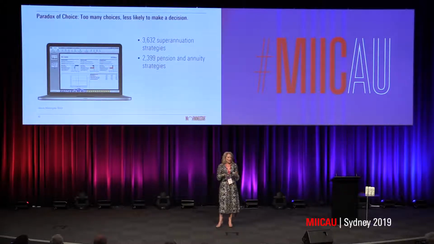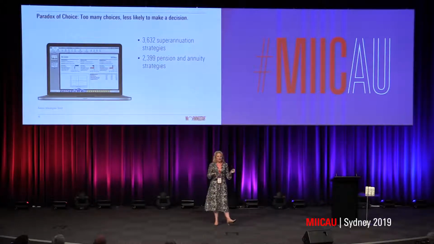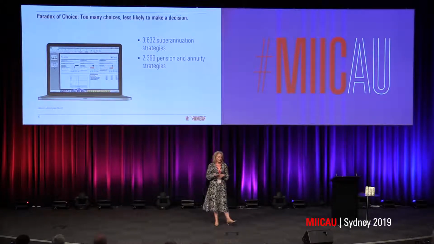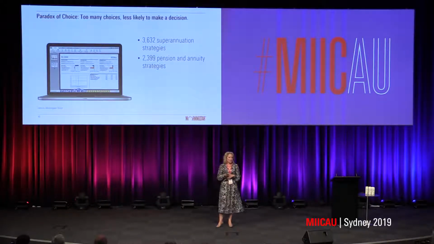So I just quickly had a look at how many superannuation strategies there were available and how many pension and annuity strategies are available in Australia. And there's quite a lot. I was surprised actually how many. There's over 3,000 superannuation strategies and over 2,000 pension and annuity strategies.